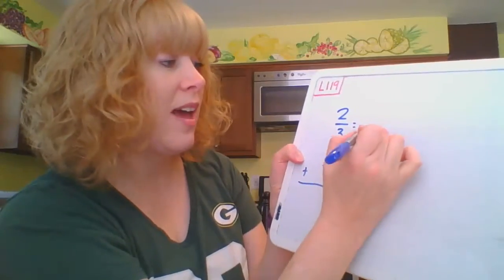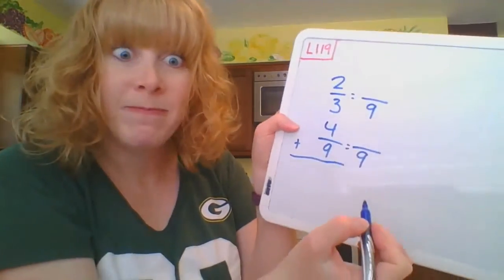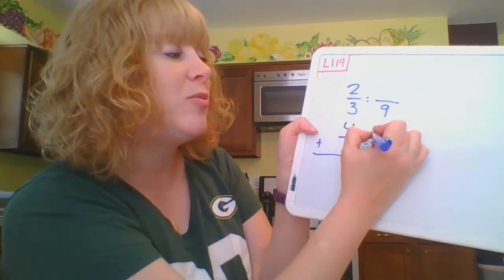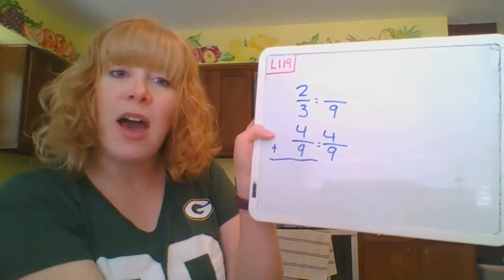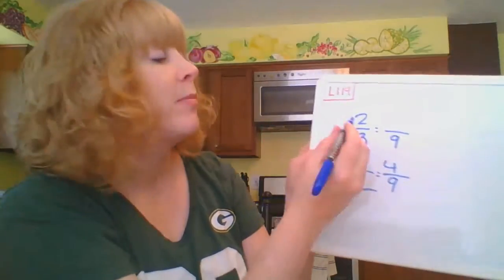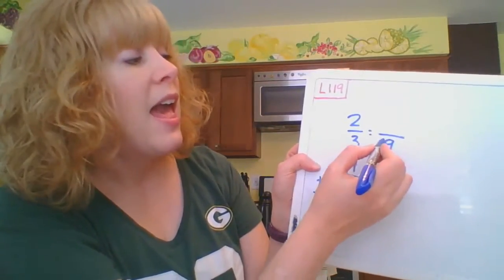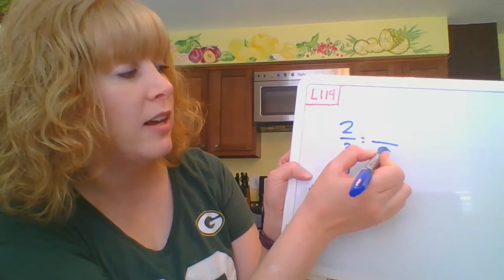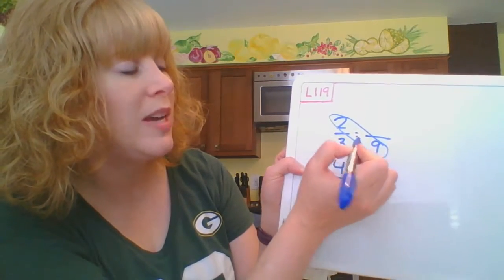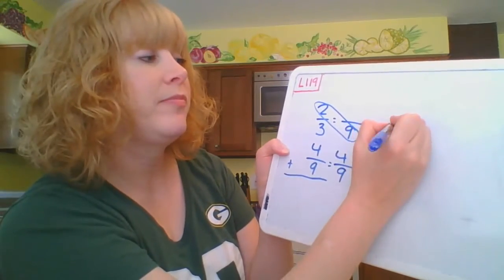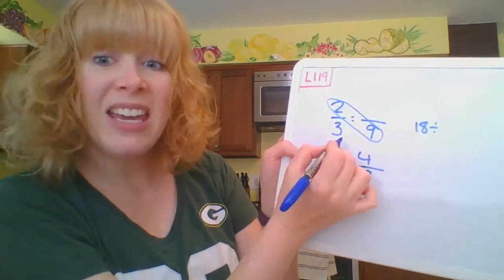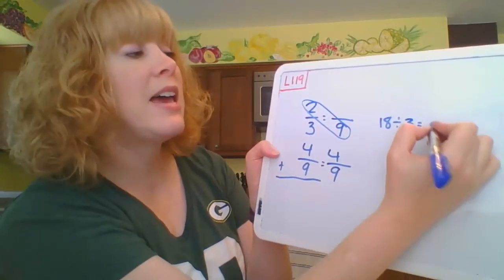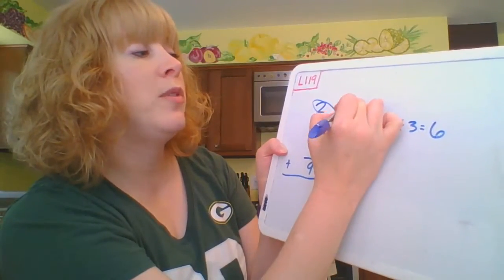We really lucked out on that one because this one already has a denominator of 9. So I don't need to do anything to change that one. It's still 4/9. But I do need to fix this one. And I could use cross multiply and divide. I could use the loop method. I could say 9 times 2 is 18, and then 18 divided by 3 is 6. So my new numerator is 6.